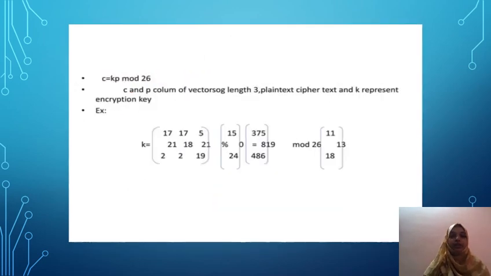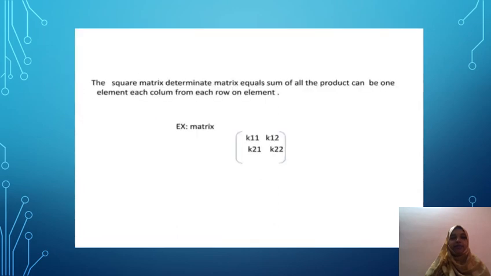So C is equal to KP mod 26. C and P are column vectors of length 3, representing the ciphertext and plaintext, and K represents the encryption key. This is the example given here. For a square matrix, the determinant is the sum of all the products that can be formed by taking one element from each column and each row. Here is an example of the matrix K11, K12, K21 and K22. This represents the encryption key.